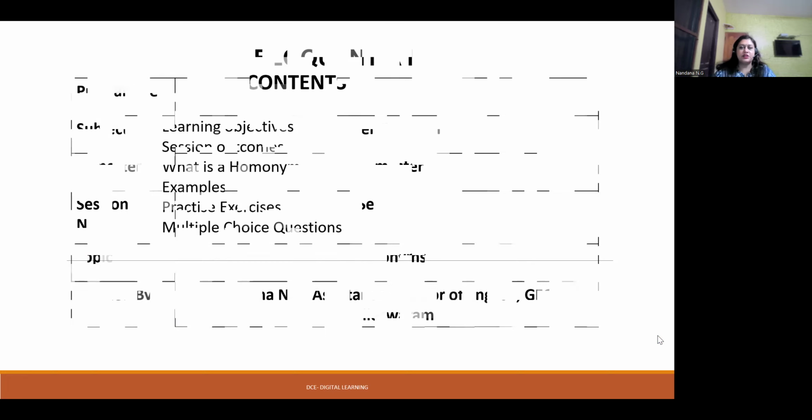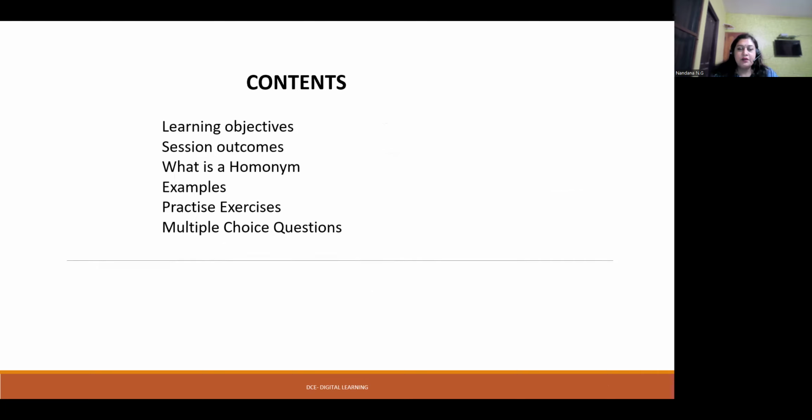The contents of the session are learning objectives, session outcomes. Later we shall try to see what is the definition of a homonym. We shall also have adequate examples. We shall also go for some practice exercises, and later we shall assess ourselves with the multiple choice questions.